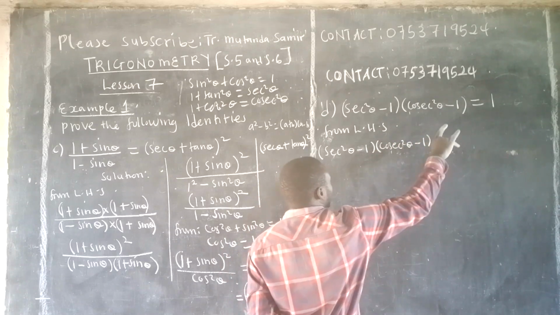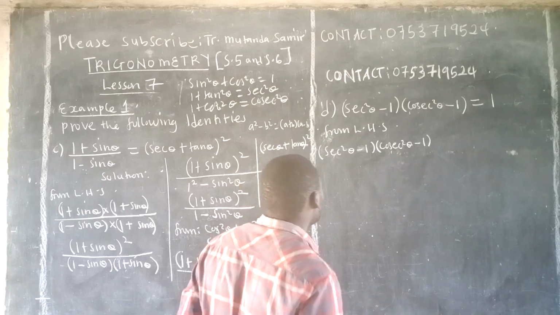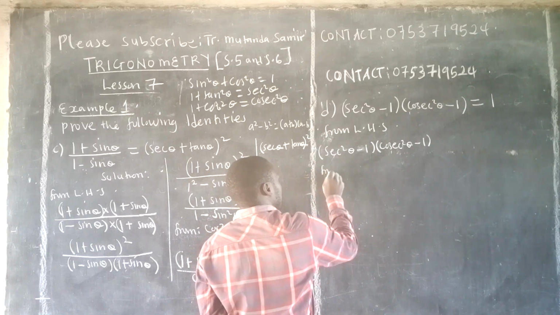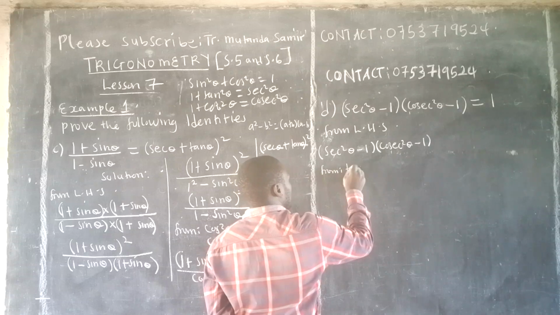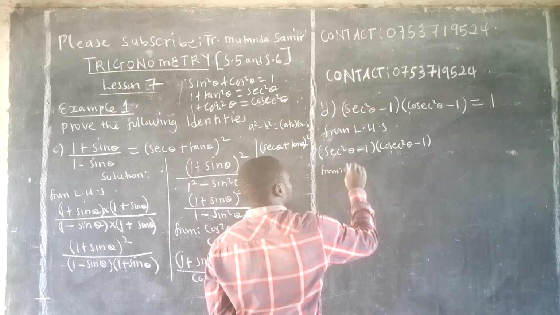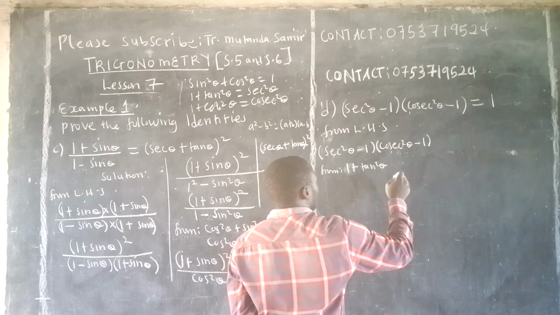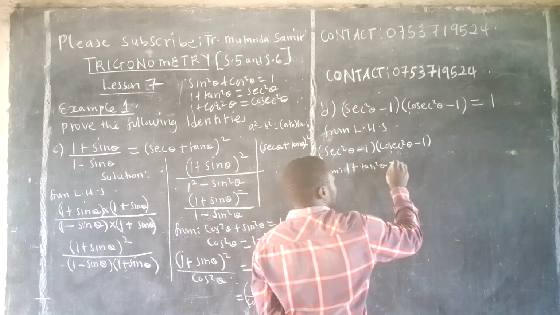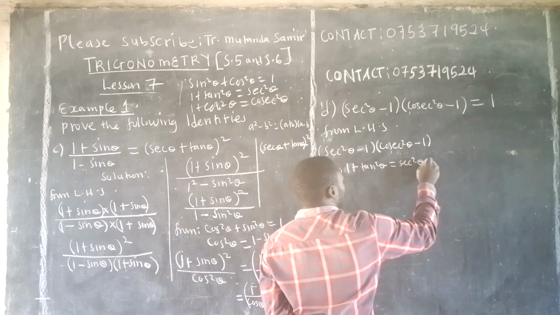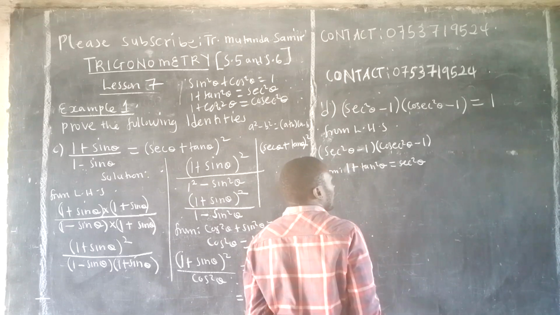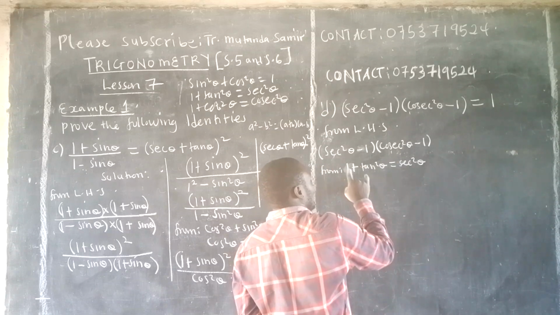We want to see, will it become a 1 in the long run? So here, we shall now say that from 1 plus tan squared theta, this is equal to sec squared. Why am I using that? It's because they all have power 2. So I think about Pythagoras theorem. Which Pythagoras theorem? The one of sec.